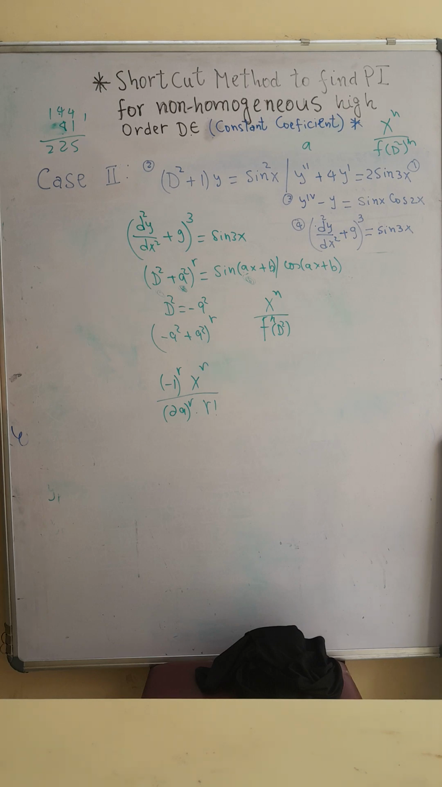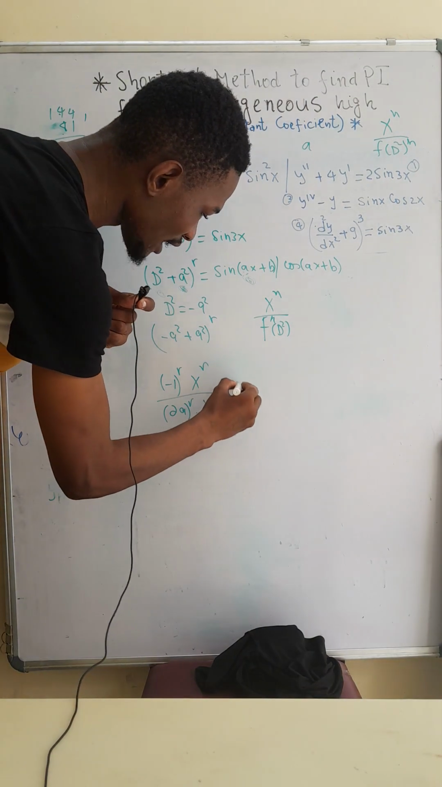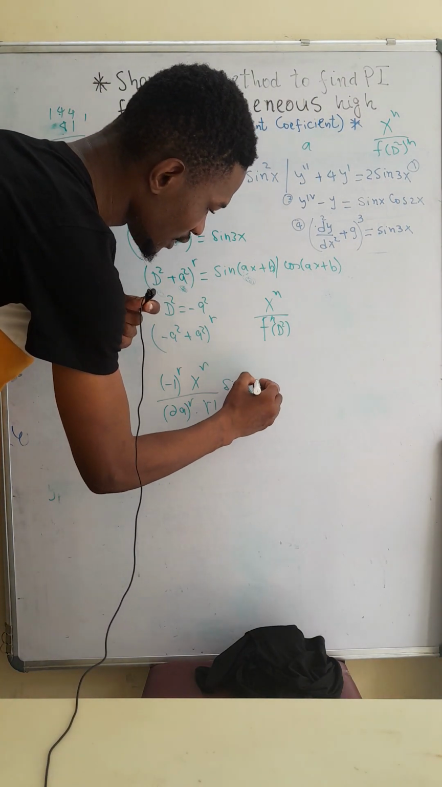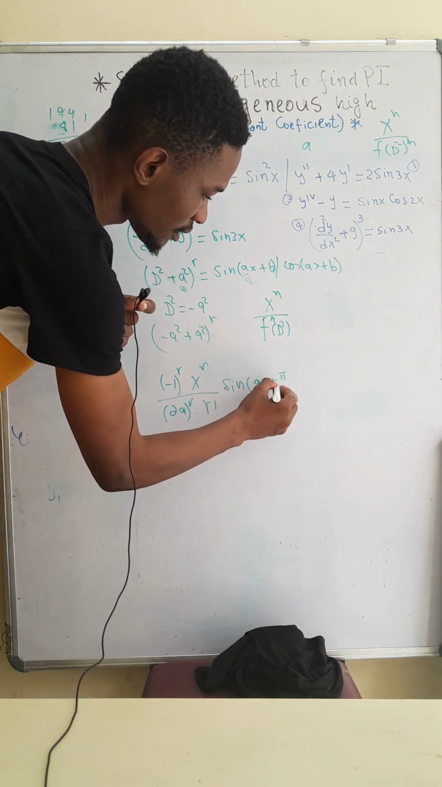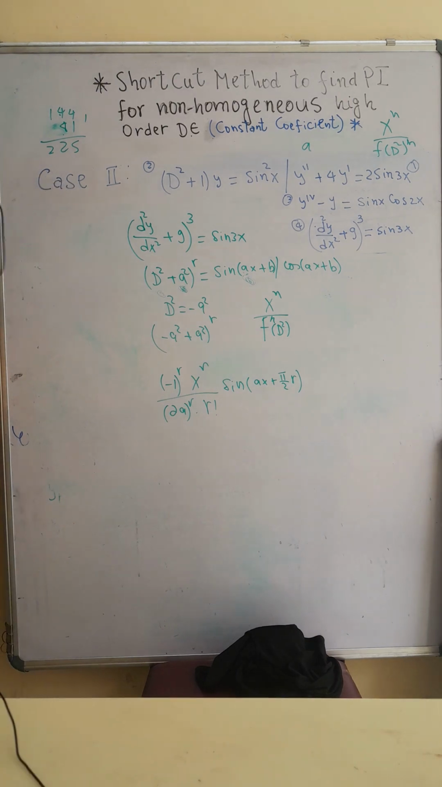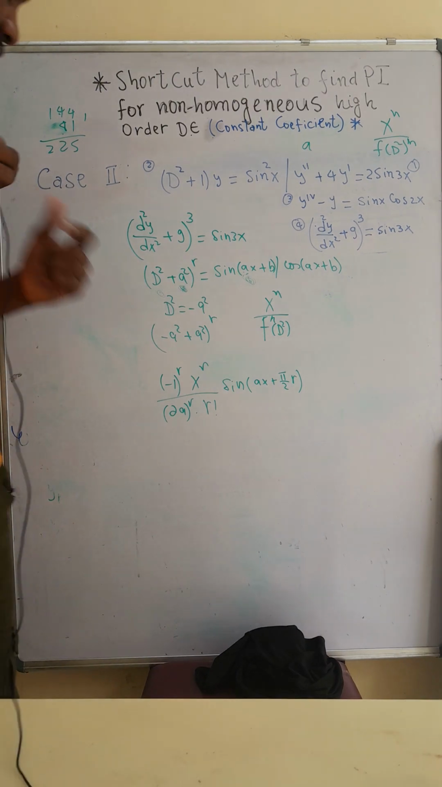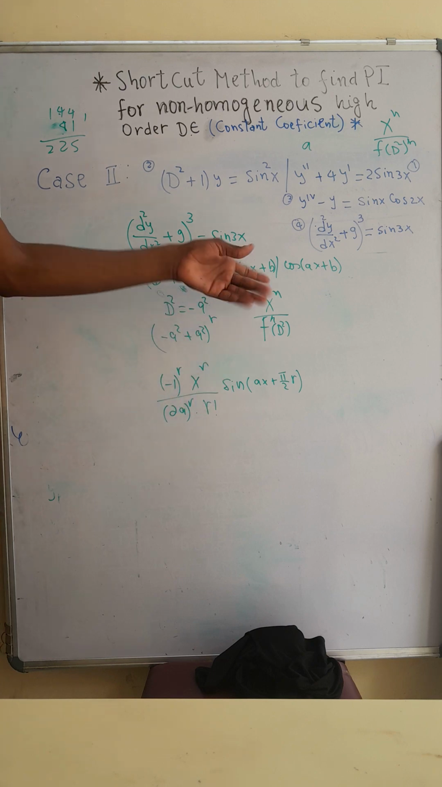Time raised to r, times r factorial. And whenever it is sine, it will be sine of what? Sine of ax plus pi by 2r. Okay? That's the formula when we have this expression, whether you remember it or not.